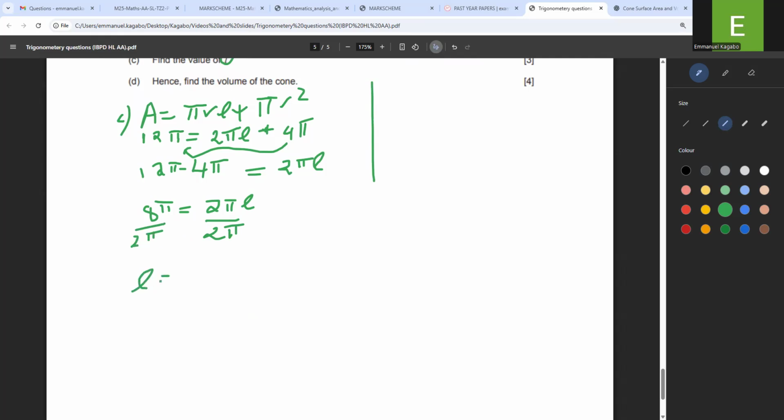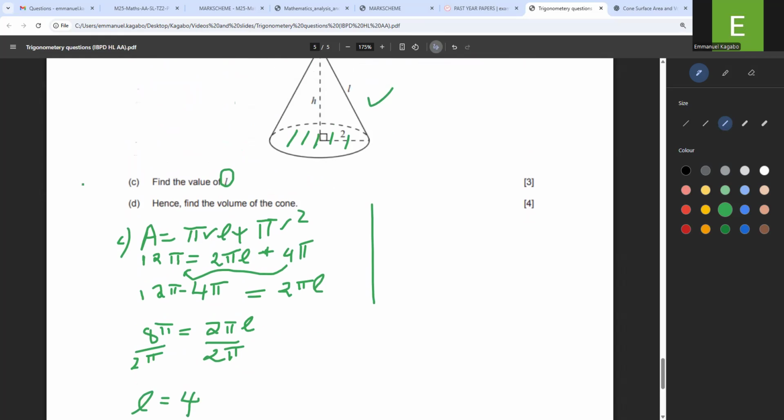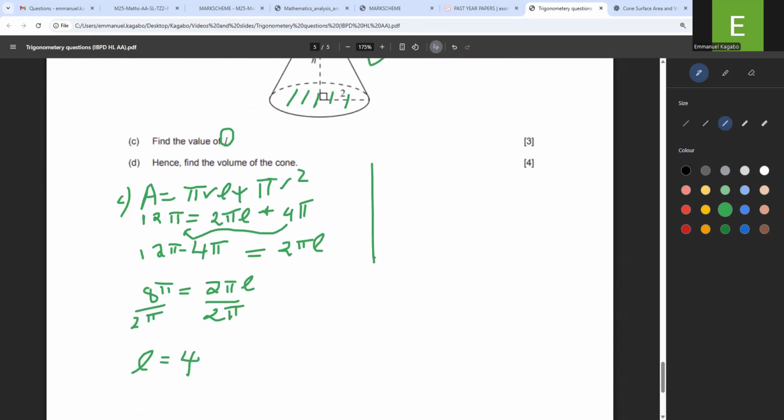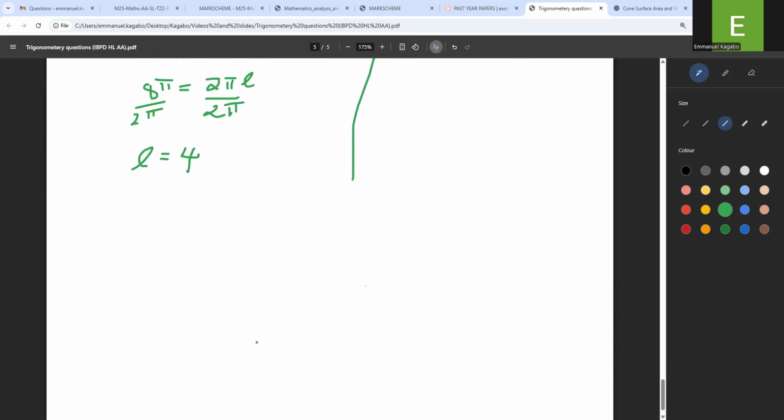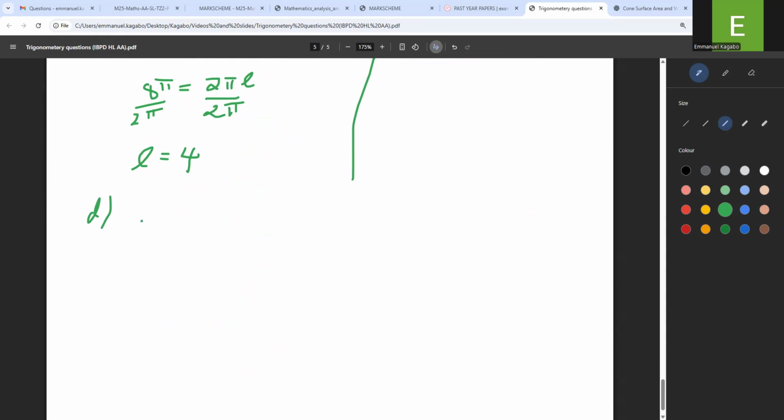So what do we get here now? It is 4. That is the slanting side. Okay, next question. That's question C. Question D. What do I say for question D? Okay, let's find the volume of a cone. Okay, volume of a cone. Do you remember the formula?